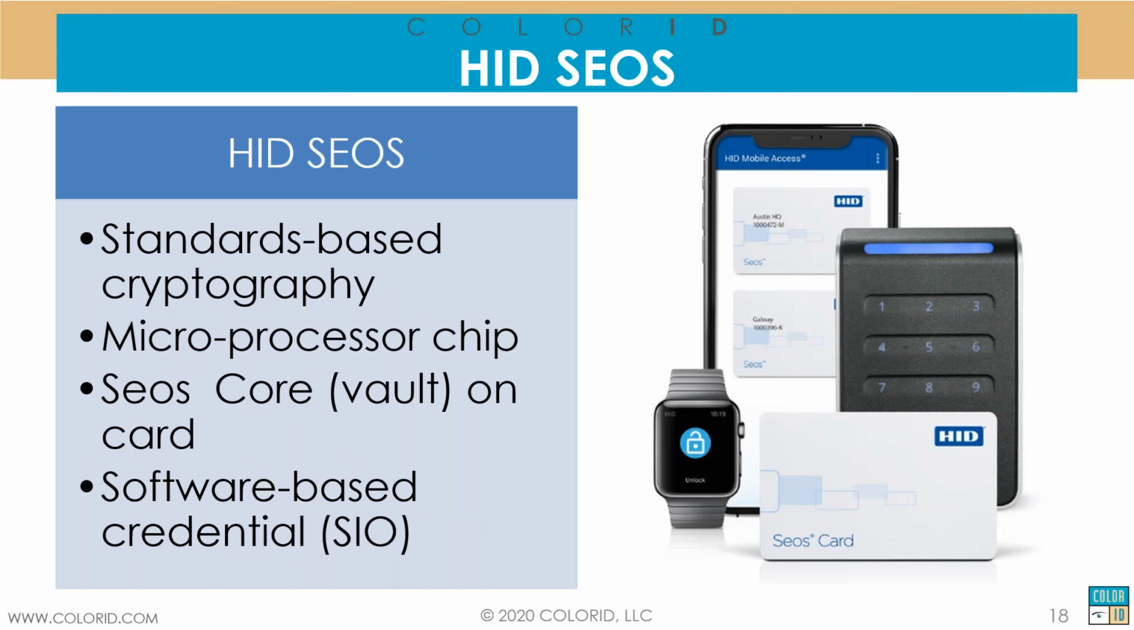Over at HID, who does sell the EV1 card still, they also introduced a new chip. They call it SEOS, S for SIO, which was that secure identity object, E for enabled, so SIO enabled OS. And it is standards-based cryptography, not unlike the MIFARE DESFIRE EV1 and 2 chips. It has the SEOS core, which is the encryption on the card that we've talked about that HID is using. And if you have an HID system, they're reasonably priced and they are very secure, so they make a lot of sense.